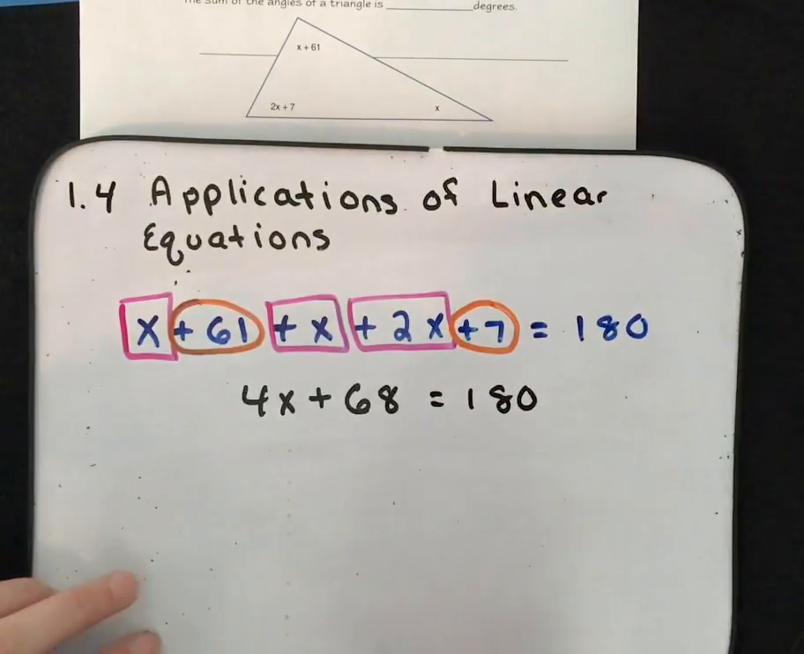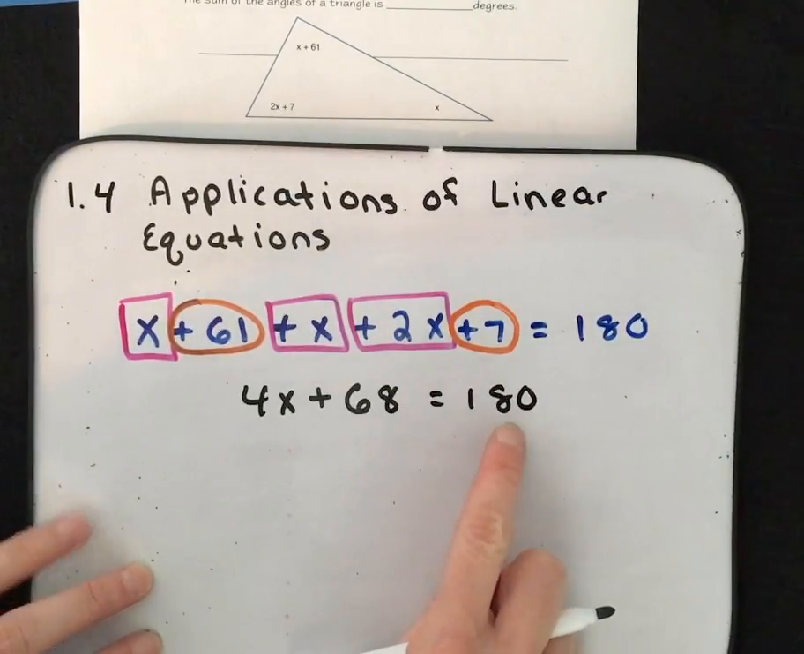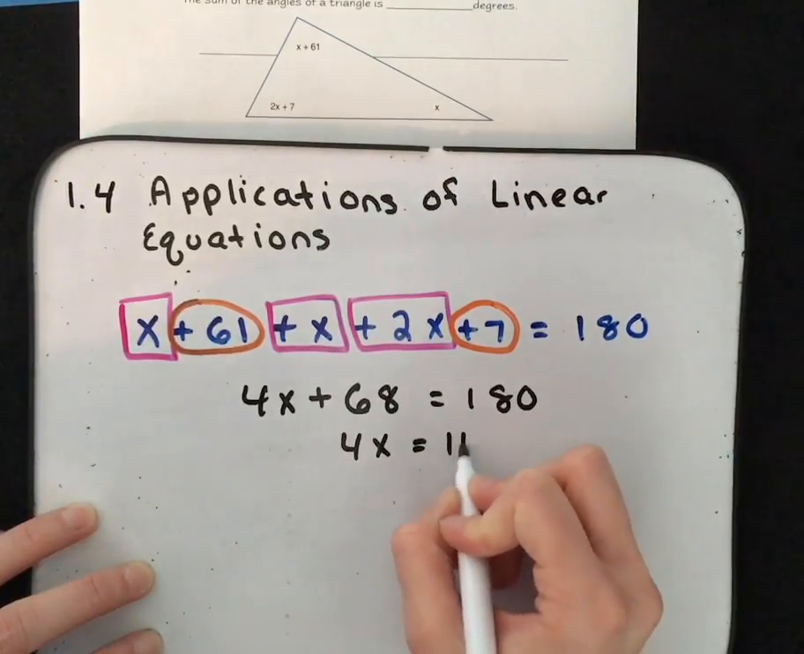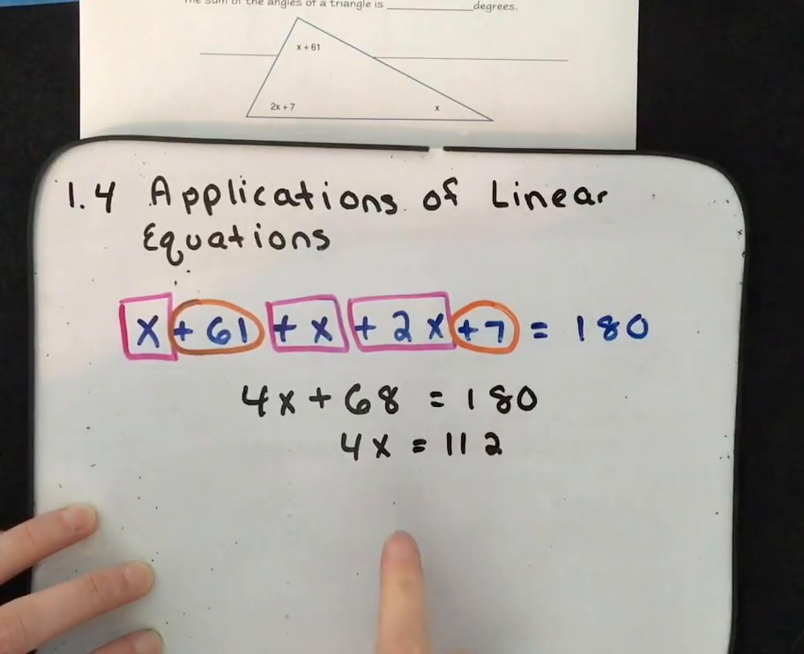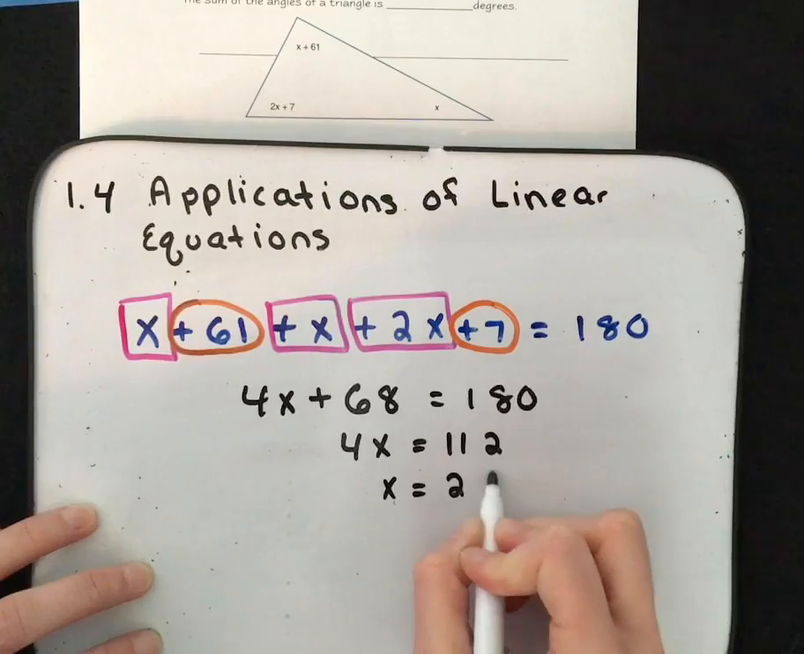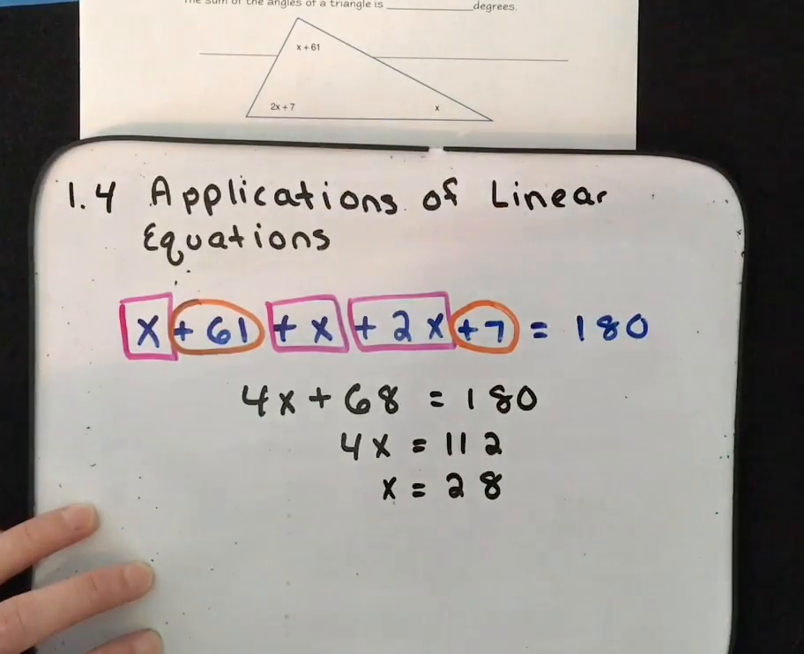So now we need to solve it down. If we subtract 68 from both sides, we'll be left with 4x equals 112. If we divide both sides by 4, we'll be left with x equals 28. So now we found that x equals 28. So that means that we can plug 28 back in for each case where we see our x.